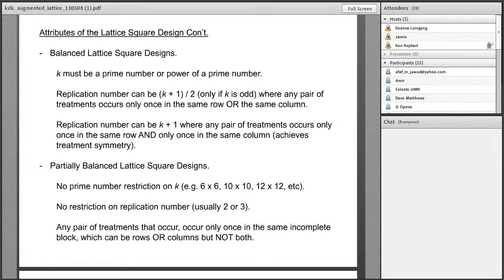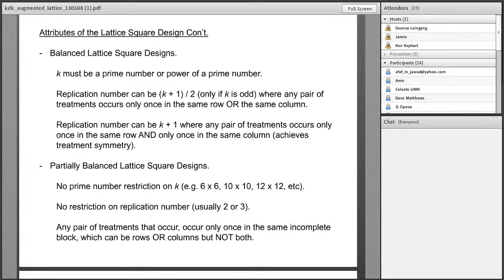You can either ignore that, or you can implement some of the methodologies or procedures that we use in partially balanced design, where you actually calculate different standard errors for pairs of treatments that occur either within the same incomplete block or a different incomplete block.